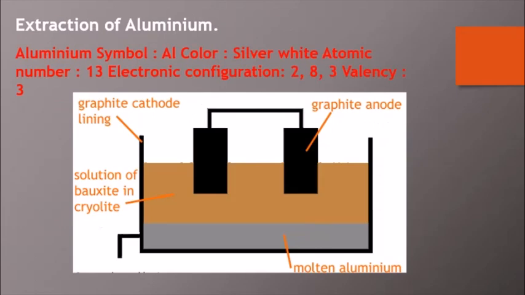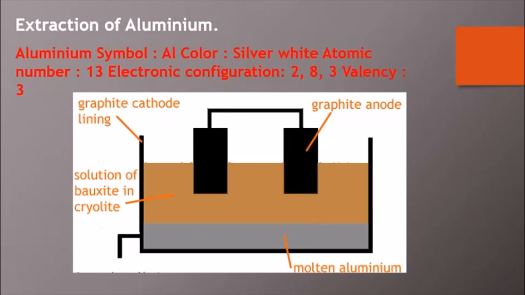Next is the extraction of aluminium. Aluminium is the third most abundant element present in the earth's crust after oxygen and silicon, and aluminium is a reactive metal and does not occur in the free state. Now aluminium can be extracted from bauxite.